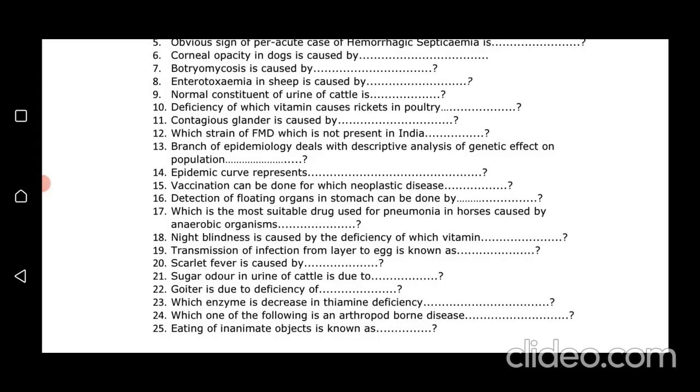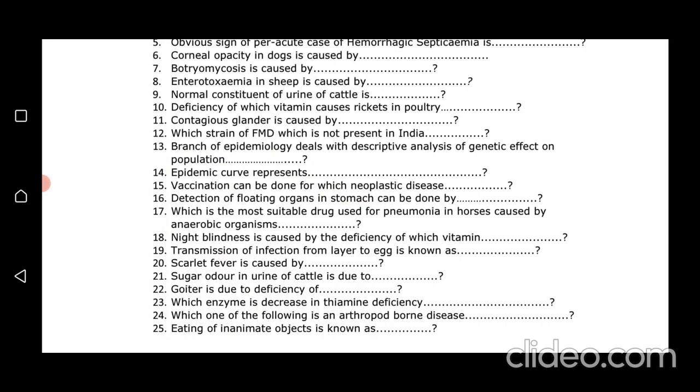Branch of epidemiology that deals with descriptive analysis of genetic effect on population is genetic epidemiology. Epidemic curve represents maximum and minimum distribution. Vaccination can be done for which neoplastic disease? Marek's disease. Detection of floating organs in stomach can be done by ballottement.